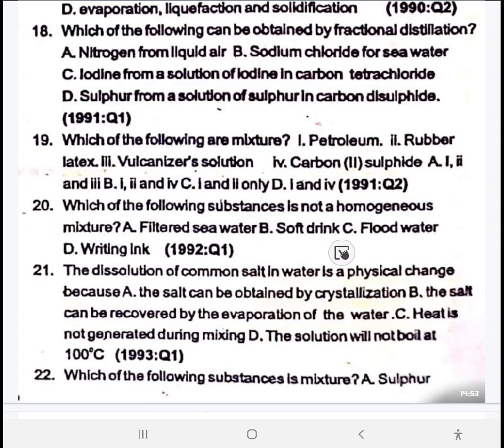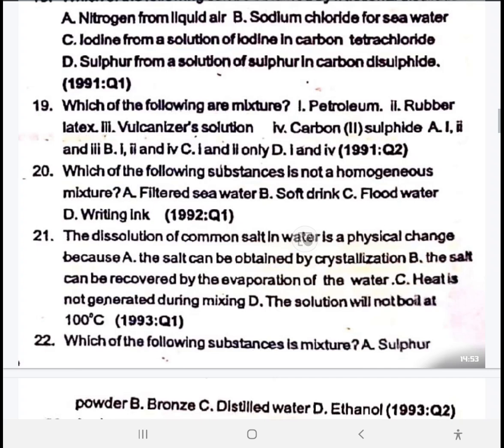20 is option C. Flood water is not a homogeneous mixture; it is a heterogeneous mixture. But soft drinks, they put a lot of things inside, yet if you are drinking it, you will not feel the different things. So it's called a homogeneous mixture. Flood water is a heterogeneous mixture. Have you ever seen water in a gutter? You see that there are different things inside. So it's heterogeneous.